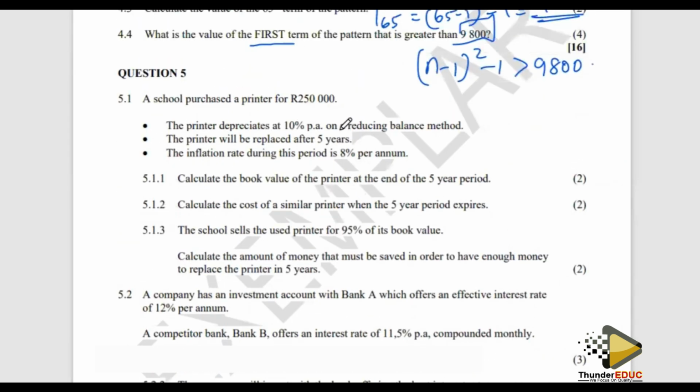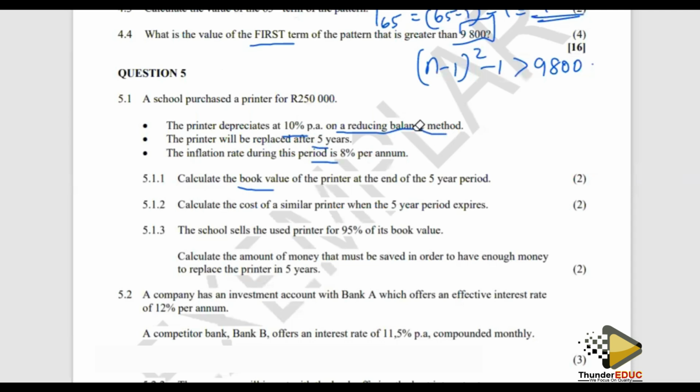So a school purchased the printer for 250,000. The printer depreciates. Depreciation is like losing value on this method, reducing balance. The printer will be replaced after 5 years, and then the inflation rate is this much. Calculate the book value. So book value is more like the current value of the printer.